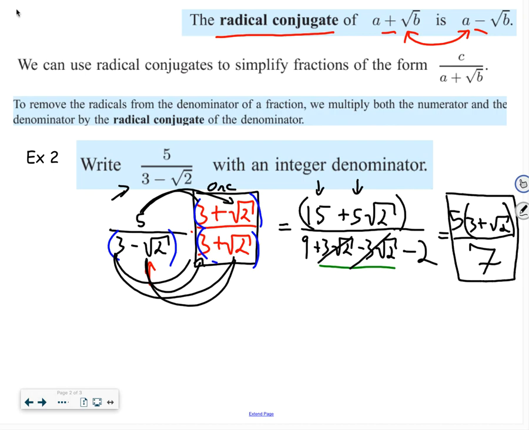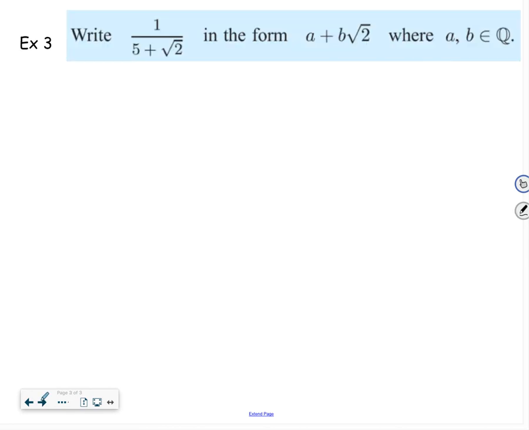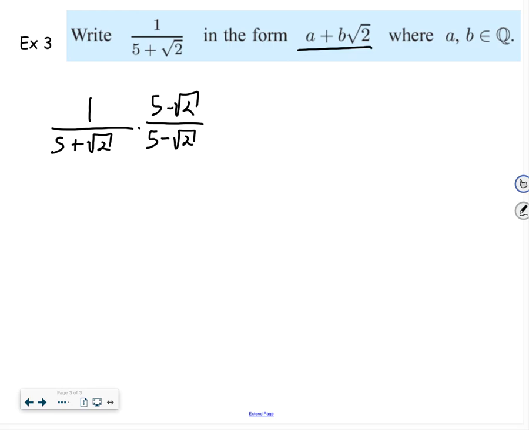Let's look at example 3 here. If I want to write this in the form a plus b square root of 2, I can't have square roots in the denominator. So again, I'm going to employ a similar strategy. I have 1 over 5 plus square root of 2 times the conjugate pair of the denominator, which is 5 minus the square root of 2 over 5 minus the square root of 2, preserving the value of my original fraction because I know something divided by itself is 1.